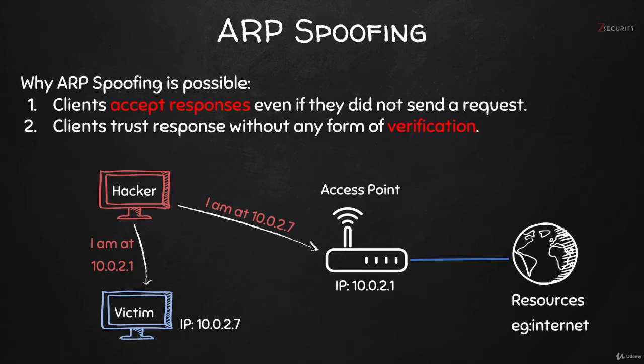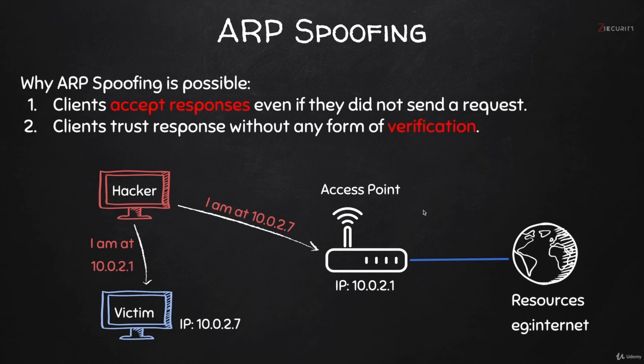Now, the main reason why we can do all of this is because ARP is not secure. Because first of all, clients can accept responses even if they did not send a request. So, as I said before, we're going to send a response to the access point and a response to the victim, telling them that I am at a specific IP. Without them asking who am I, or without them asking for this IP, I'm just going to send a response and they're going to accept that response anyway.